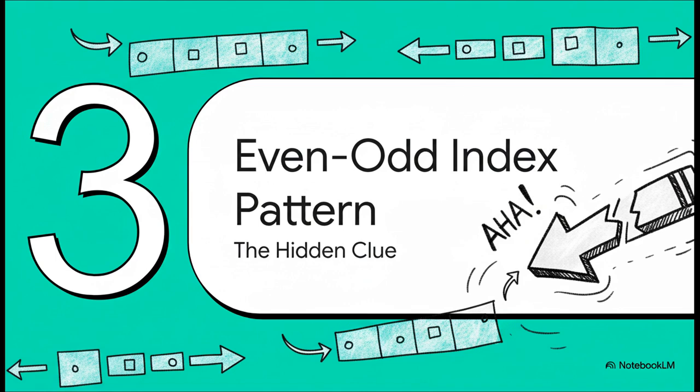Okay, so binary search. But how? We're not looking for a specific value, right? We're looking for something different. The secret, the real key to unlocking this whole thing, is a hidden pattern. It's all about the elements' positions, their indices. Get ready, because this is the big aha moment.